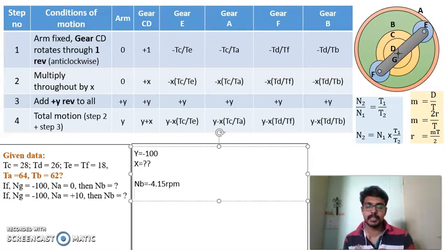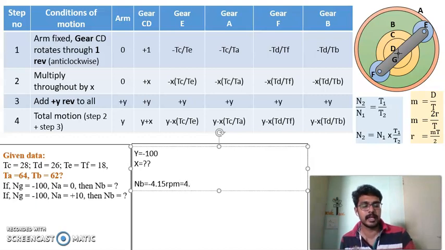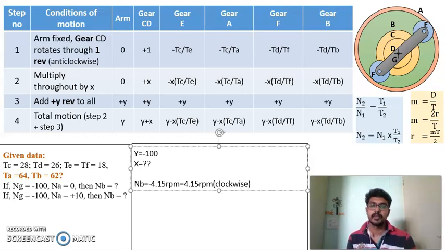Since it is minus, it means it is rotating in the clockwise sense, so I will write it as 4.15 RPM, and in brackets to indicate the sense I will write clockwise. So we get, if the arm is rotating in the clockwise direction with a speed of 100 RPM and if A is stationary, then the speed of rotation of B is 4.15 RPM clockwise.